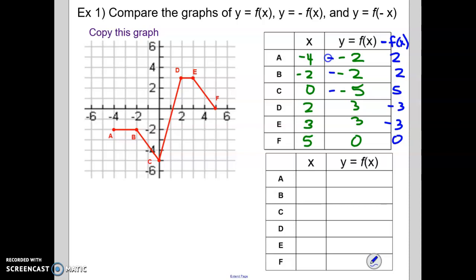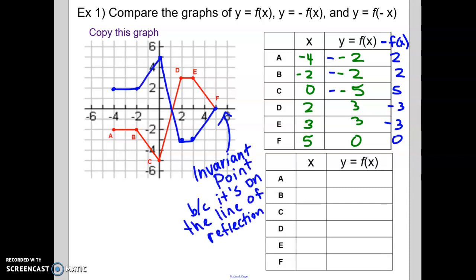Now we're going to plot those. My first point was -4, but now it's with +2. So -4 and +2. It's now going to be up there. Point B is at -2 and +2. Point C is at 0 and +5. And we'll continue with the other points. All right, so this was flipped vertically. All of your points ended up moving up and down when you change your y's negative.